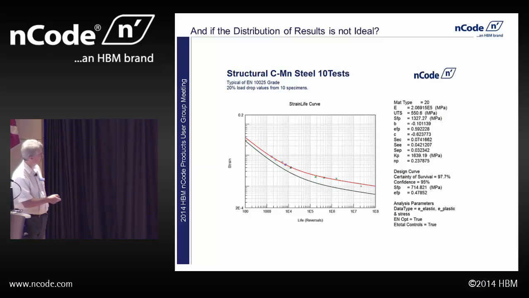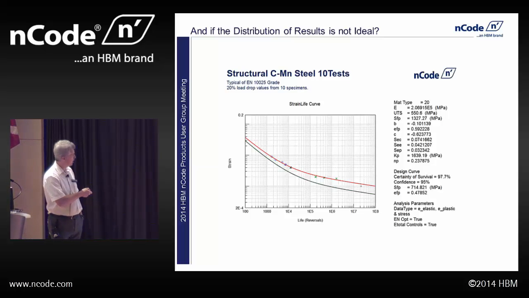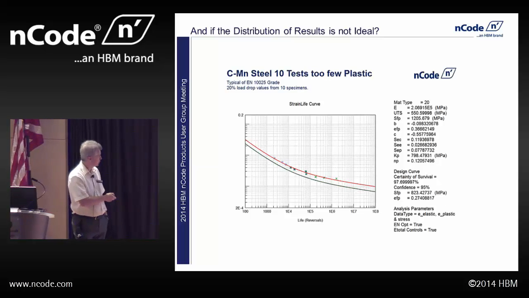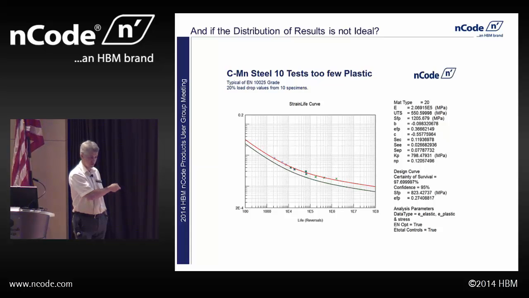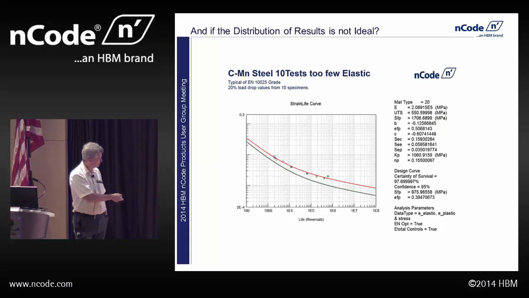So in this plot, we're now looking at the same thing, 10 specimens, but now too few in the plastic region. And at this point, we're actually moving the curve as well quite a bit. So we're also making the design curve less accurate and losing accuracy in the top end as well. And too few in the elastic, quite a bit of variation now in the elastic region. So not enough points down there. And it changes the curve position again.